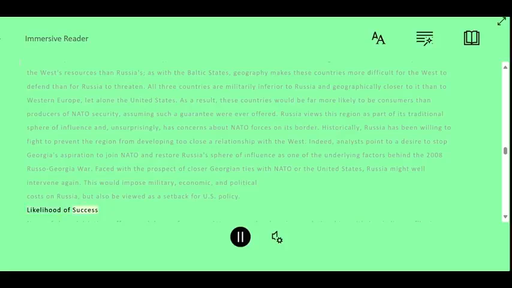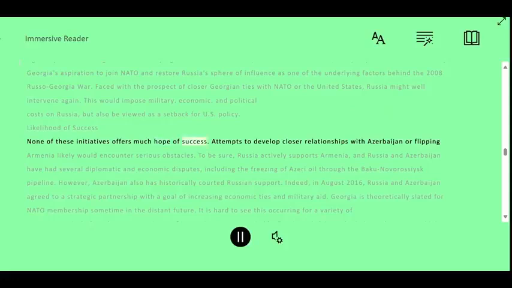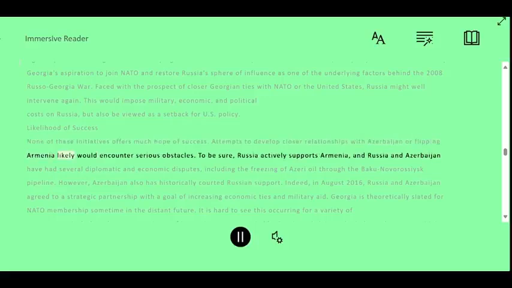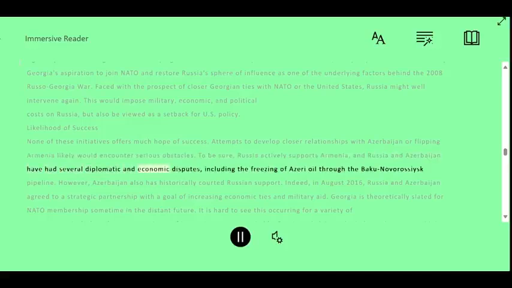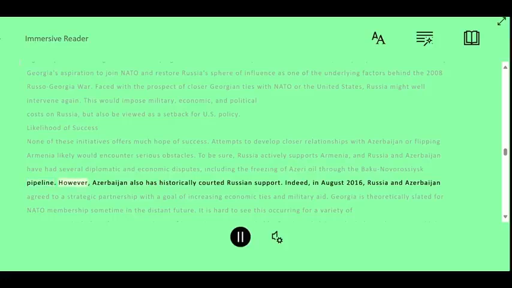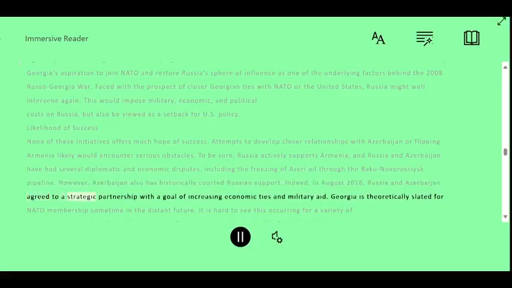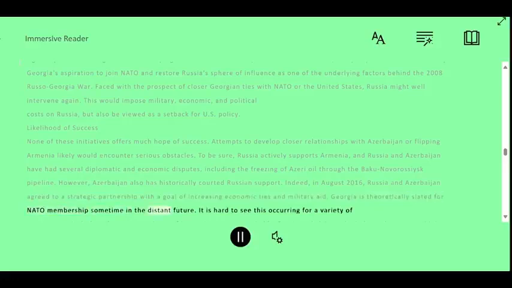Likelihood of success. None of these initiatives offers much hope of success. Attempts to develop closer relationships with Azerbaijan or flipping Armenia likely would encounter serious obstacles. To be sure, Russia actively supports Armenia, and Russia and Azerbaijan have had several diplomatic and economic disputes, including the freezing of Azeri oil through the Baku-Novorossiysk pipeline. However, Azerbaijan also has historically courted Russian support. Indeed, in August 2016, Russia and Azerbaijan agreed to a strategic partnership with a goal of increasing economic ties and military aid.